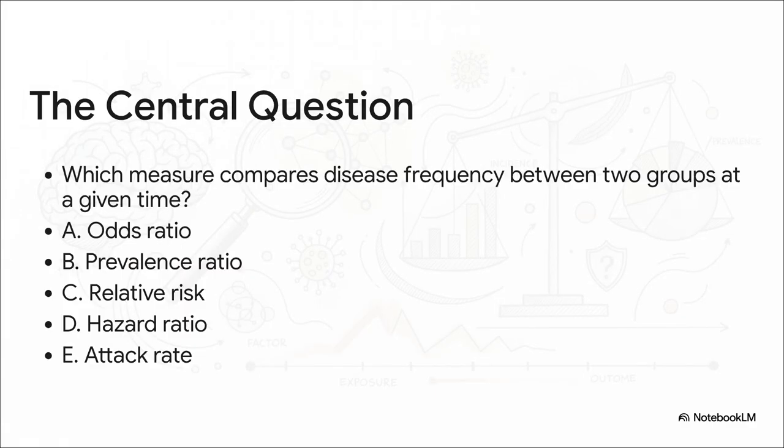So let's just jump right in with a puzzle, shall we? Take a look at this. Which one of these measures is the one you'd use to compare how common a disease is between two different groups, right now at one single moment? You've got 5 options there. Got an idea? Lock in your guess because we're going to spend the next few minutes breaking this all down, and I promise by the end, the answer is going to feel totally obvious.